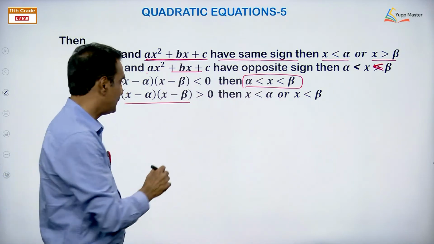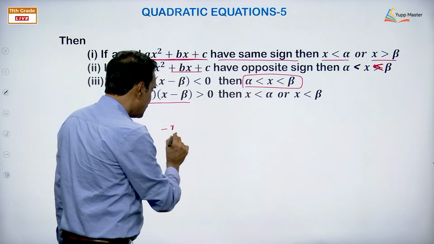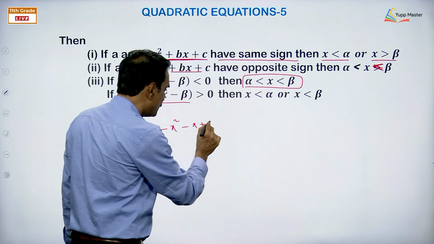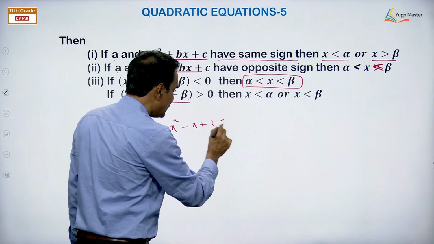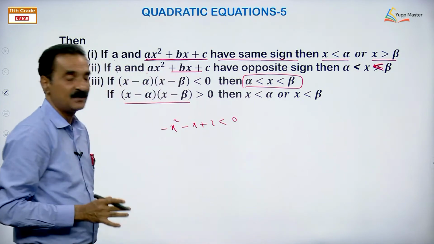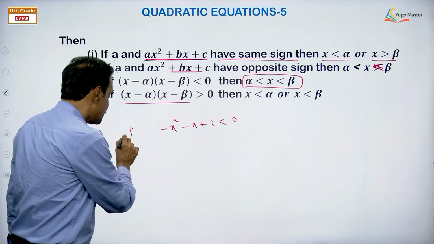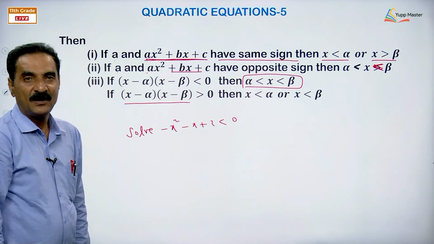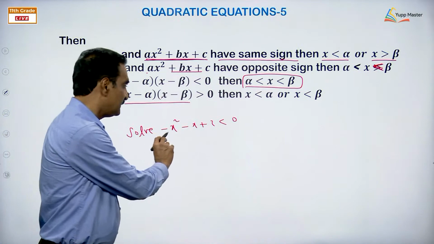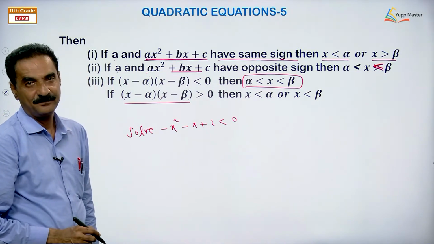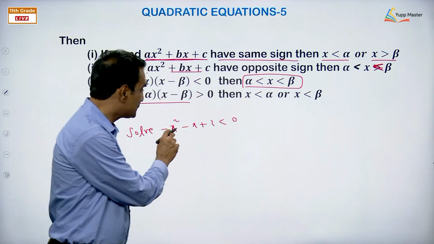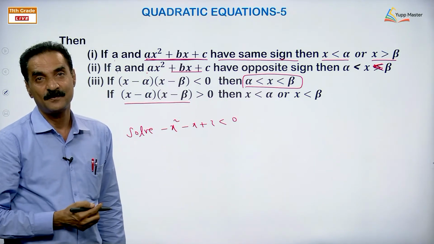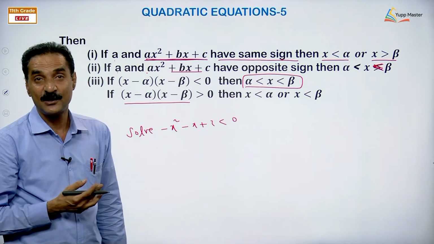A simple example I will explain. Suppose minus x square minus x plus 2 is less than 0. The question is to solve it. Then what will you do? First you check the discriminant. b square minus 4ac is positive. So there are distinct real roots.